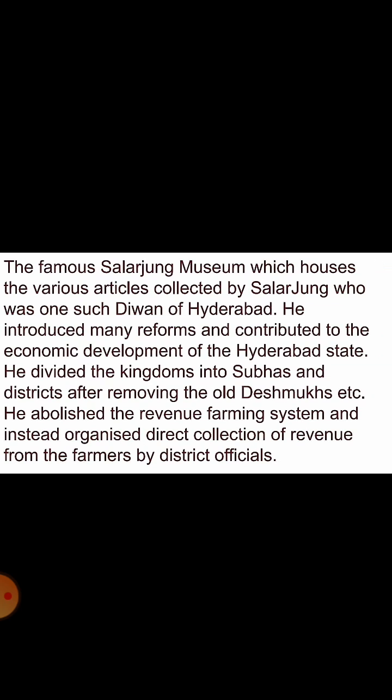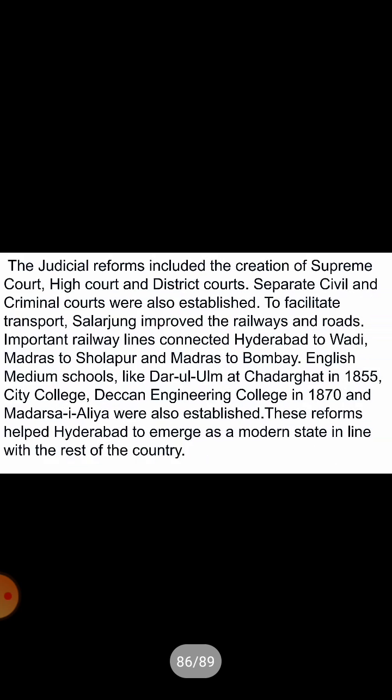He divided the kingdom into subhas and districts. So he divided various parts, and he removed Deshmukhs. He abolished the revenue farming system. That is, he asked farmers to pay taxes directly to the district officials and not to the village head. The judicial reform included the creation of the Supreme Court, High Court and District Courts. Separate civil and criminal courts were also established.